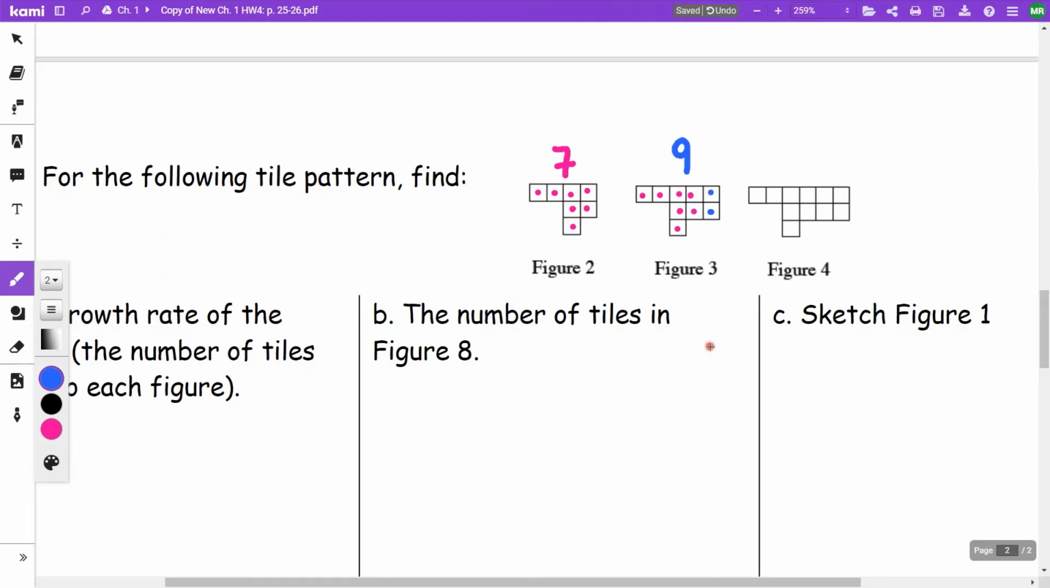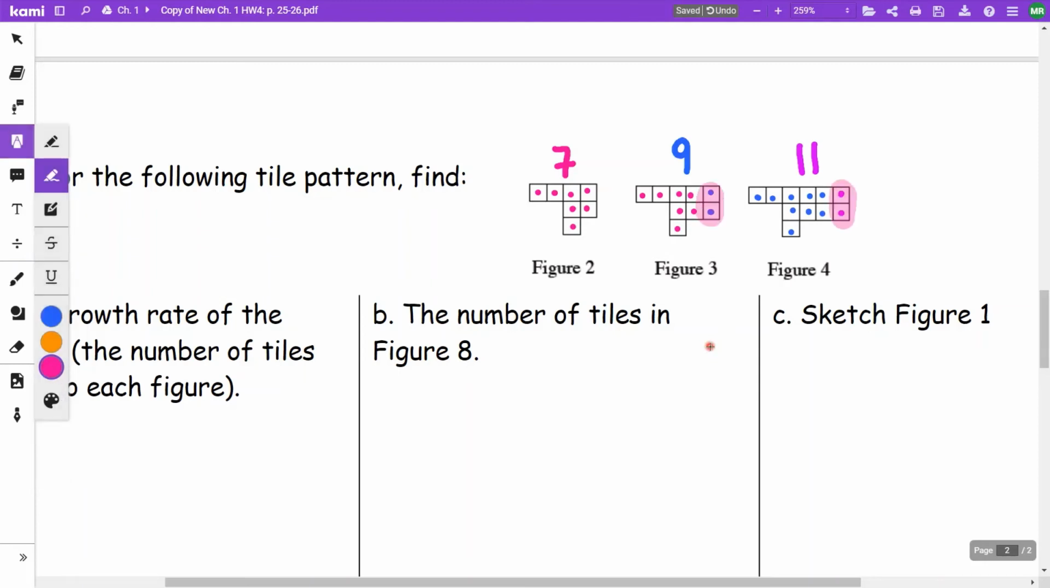So now if I take this last one, 1, 2, 3, 4, 5, 6, 7, 8, 9, then this is going to be 10, 11. So you see I'm adding 2 every time. I added this 2 and this 2. So if I'm going backwards like they want here, where they want us to sketch figure 0, basically these 2 would have been what's added on.